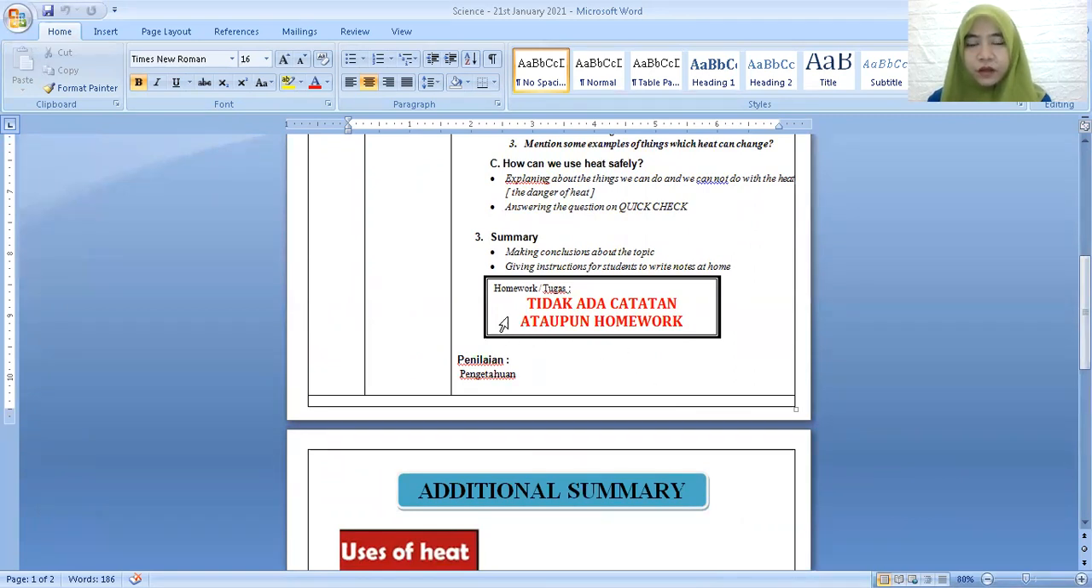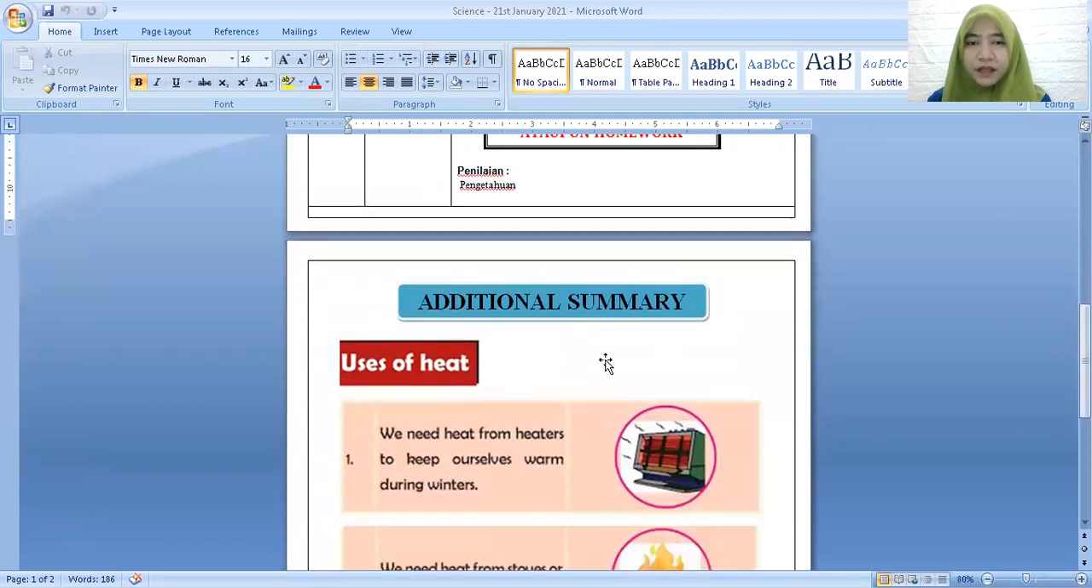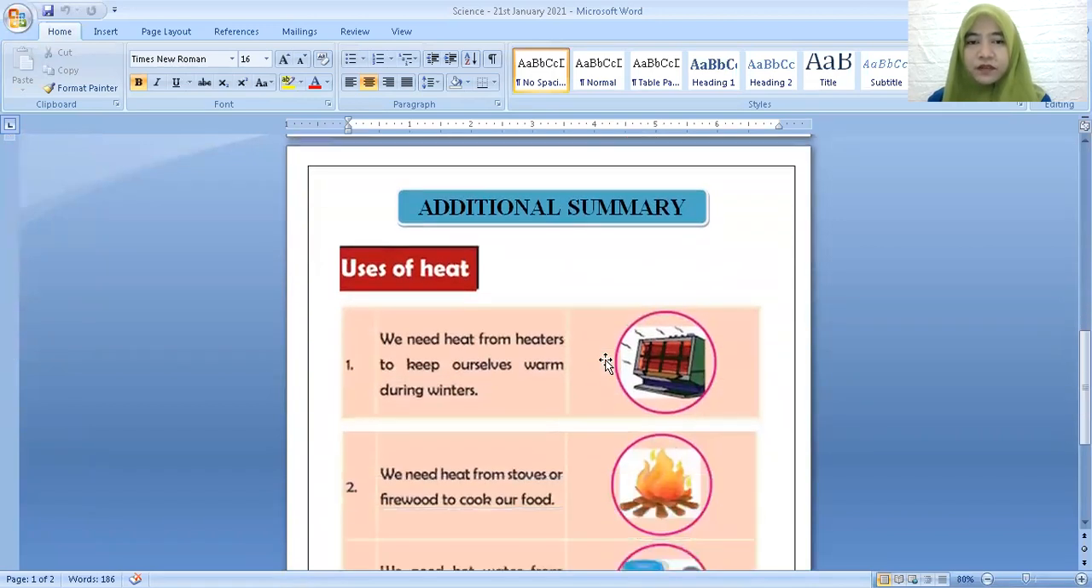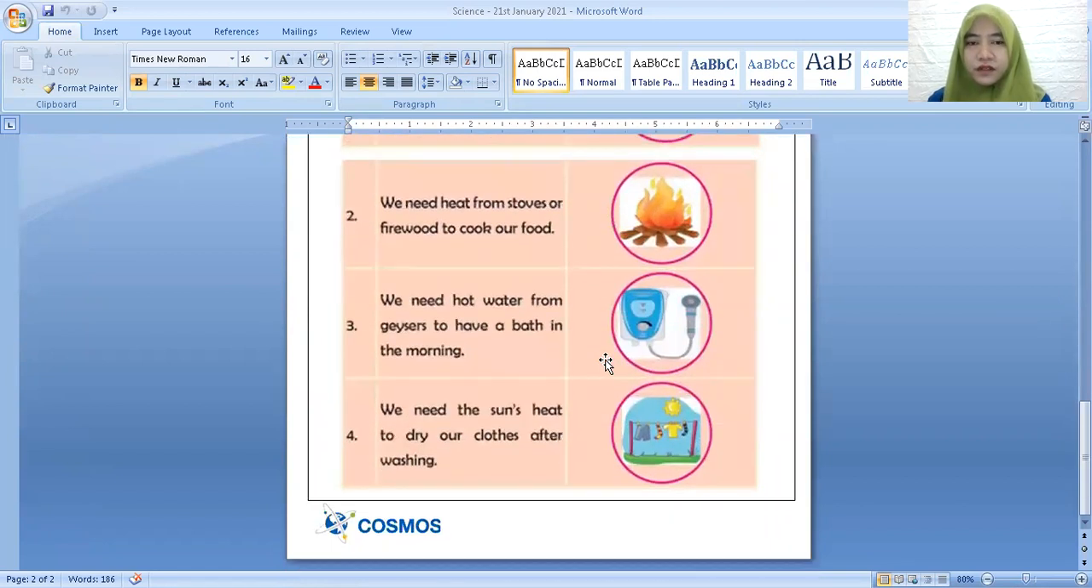Remember that we don't have any notes, neither homework. Kita nggak punya catatan ataupun homework. Miss Amel give you some additional summary so you can understand the use of heat. There are at least 4 use. Okay, let's take a look to our PowerPoint.